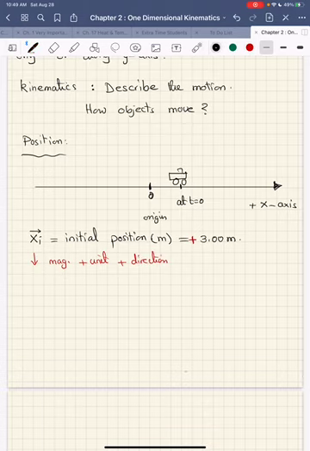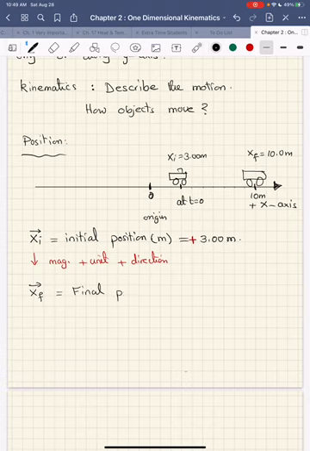Now let's assume at a later time my car was here. Counting 4, 5, 6, 7, 8, 9, 10, then this was x_i equals 3, and that one was x final equals 10. Here x_f is my final position, and this is also measured in meters. This is 10 meters.